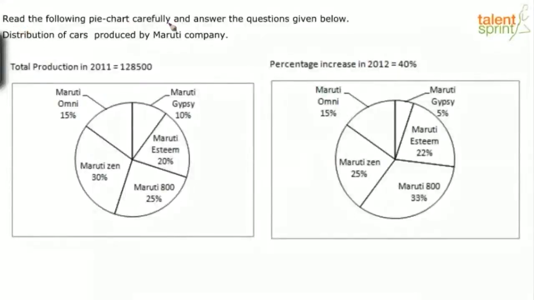Read the following pie chart carefully and answer the questions given below. So 5 questions are asked along with this data. Let us first understand the data here. So what does it talk about? Distribution of cars produced by Maruti company.